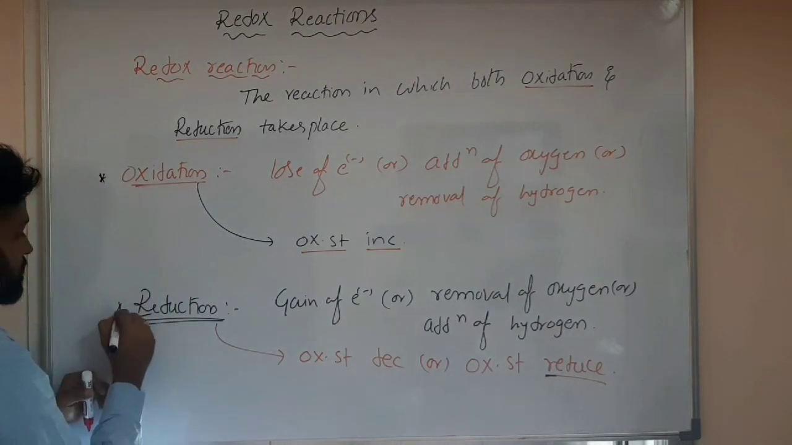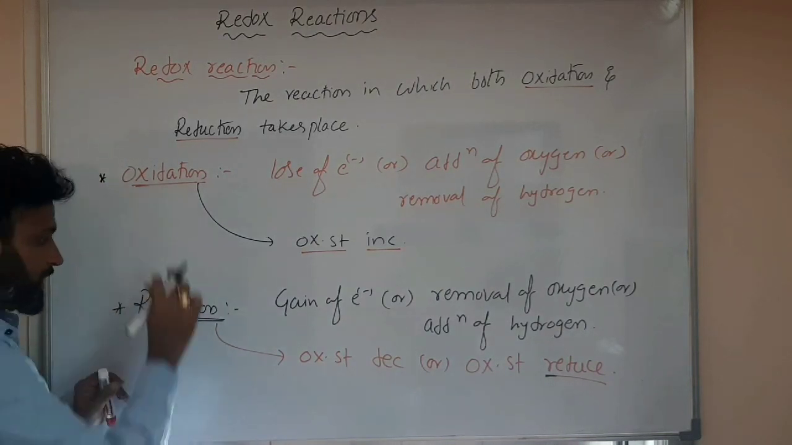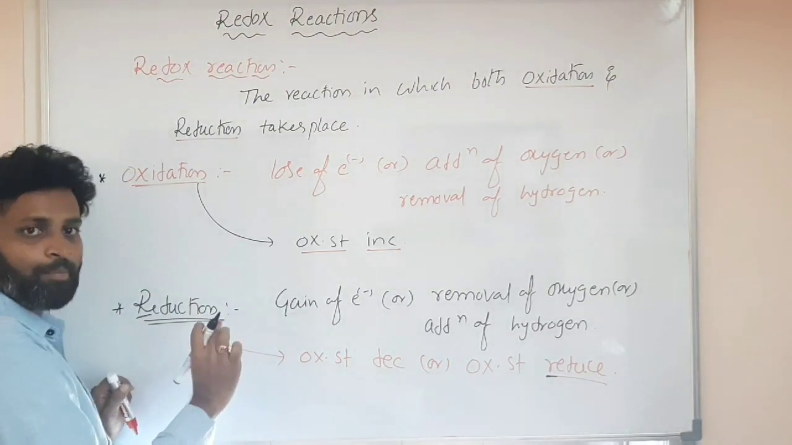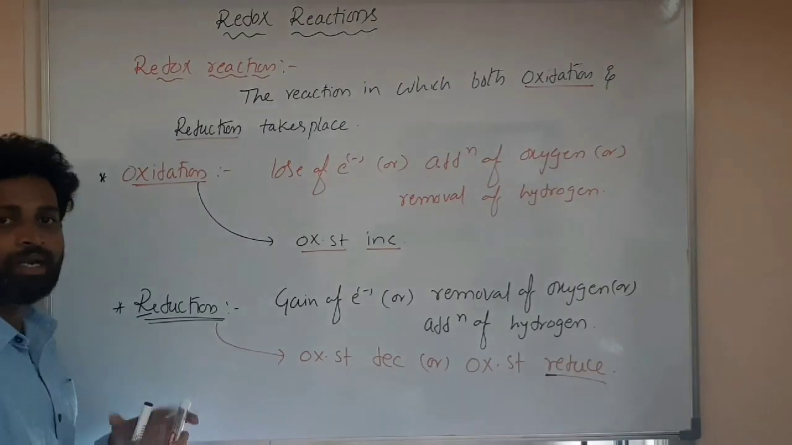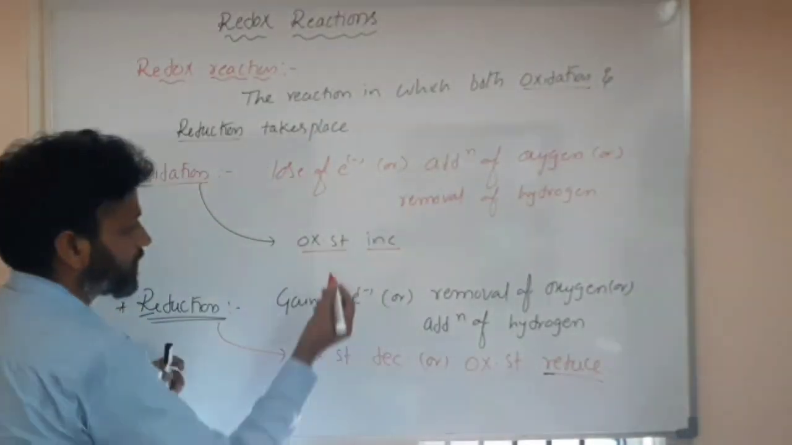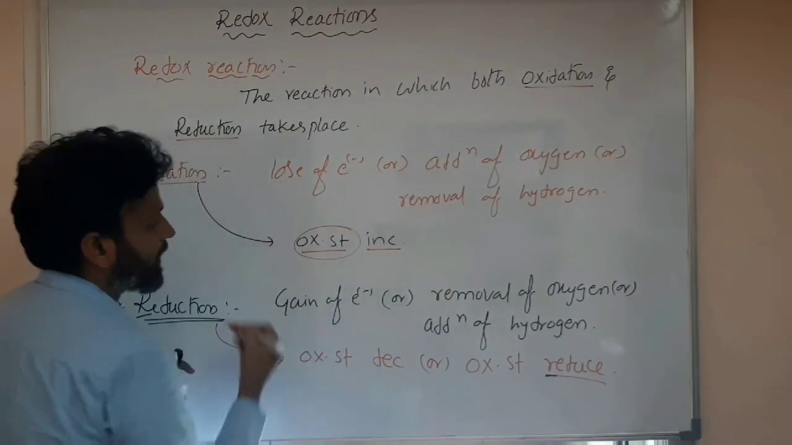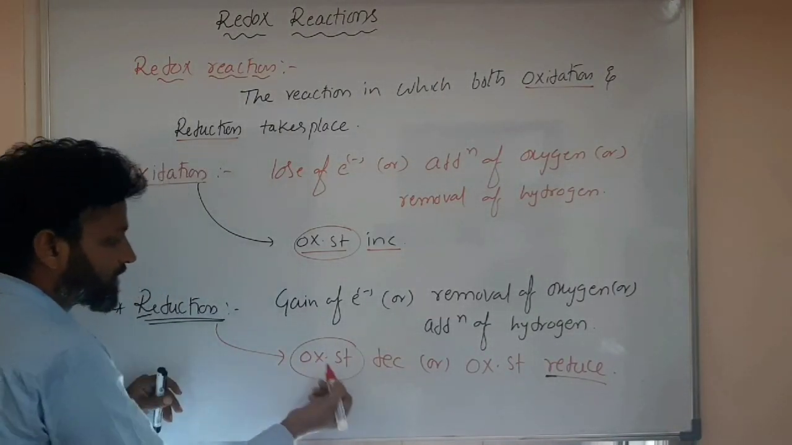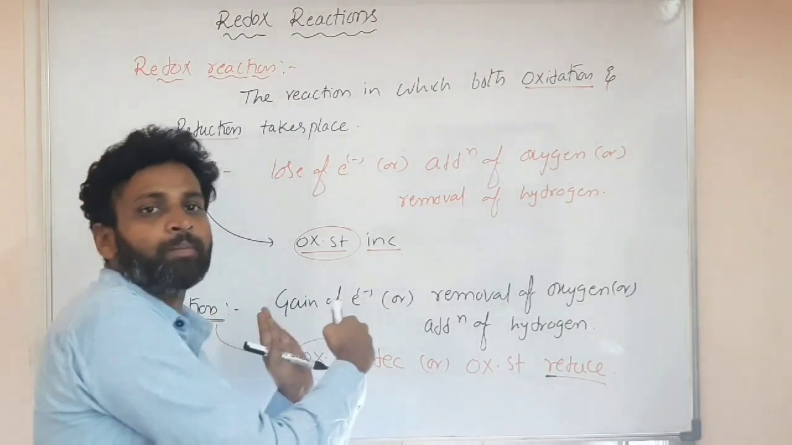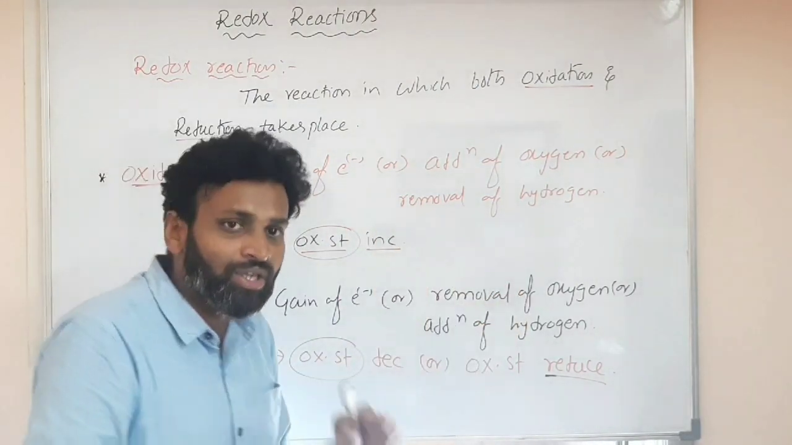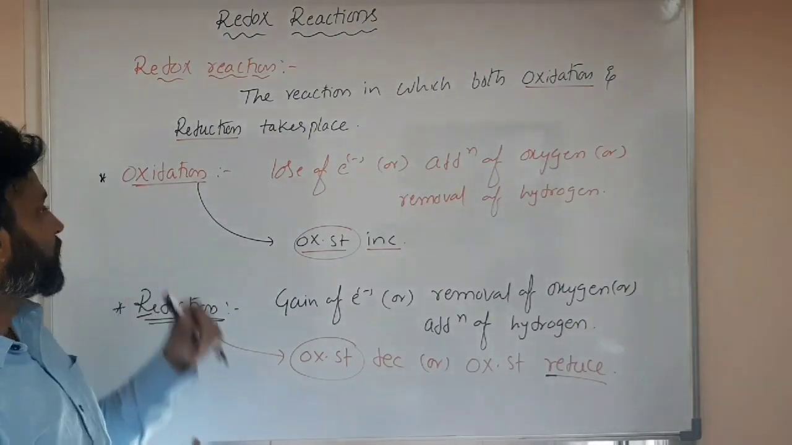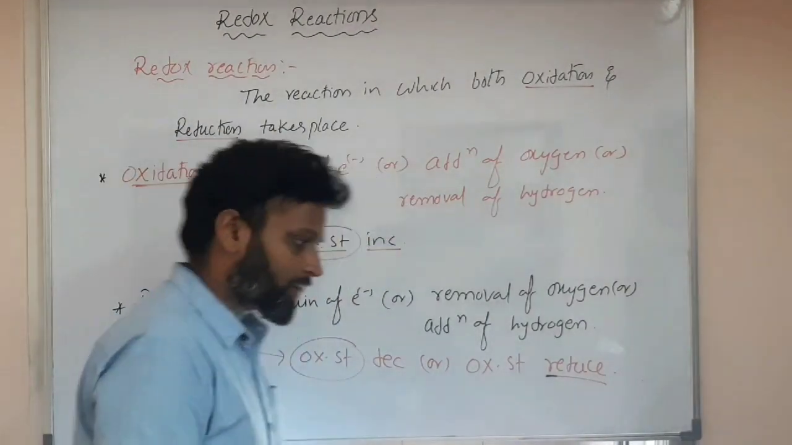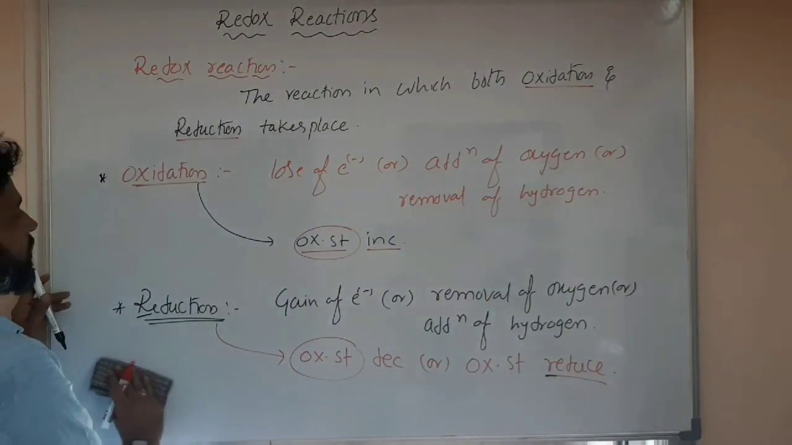To identify whether oxidation happened or reduction happened, what is important here is the oxidation state or oxidation number. How the oxidation state of an atom changed from reactants to products, if you know that, you can say whether oxidation happened or reduction happened. Clear? Okay, so this is about oxidation and reduction.